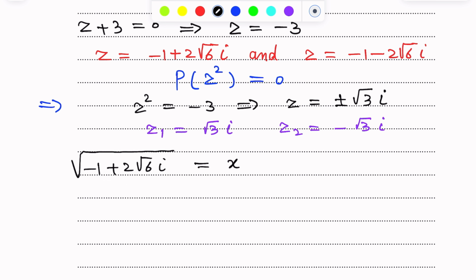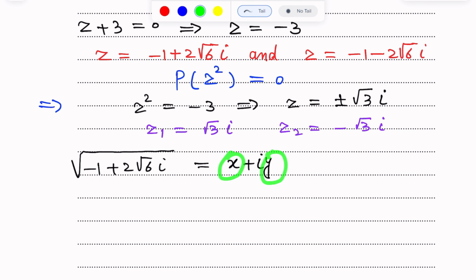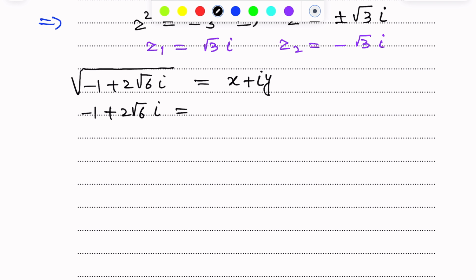Let the complex number be x plus iota y. From this equation, we will find the value of x and y. We get the complex number. Now taking the square of each side, we get minus 1 plus 2 under root 6 iota on the left side, and on the right side, x plus iota y whole square.